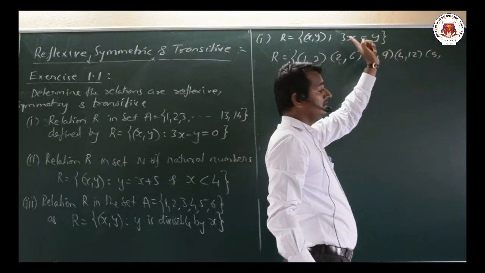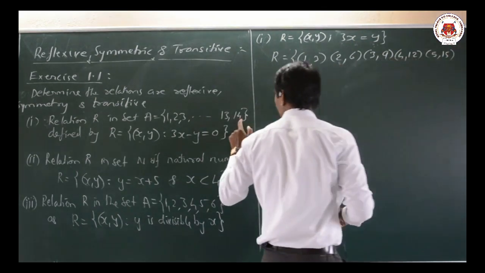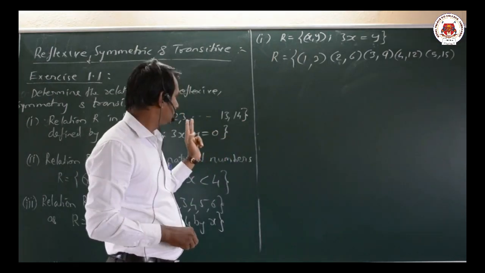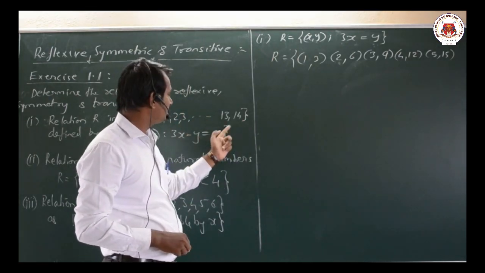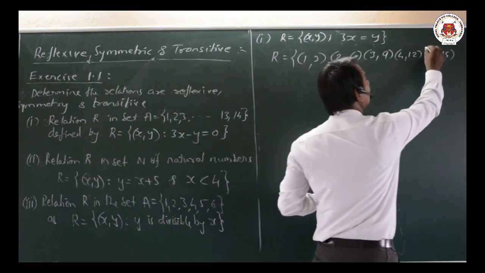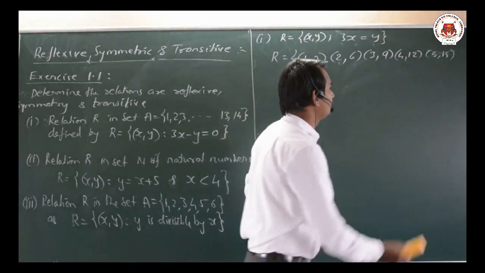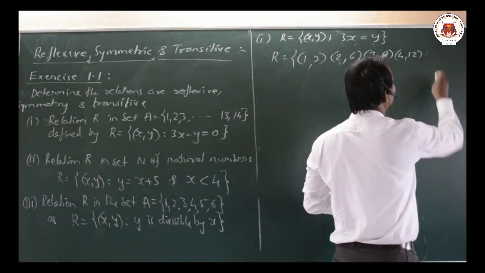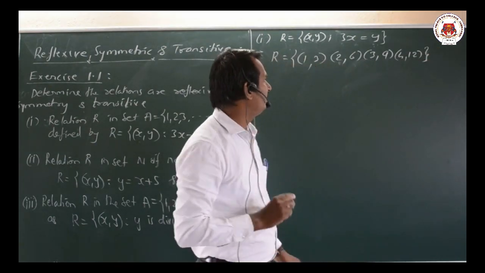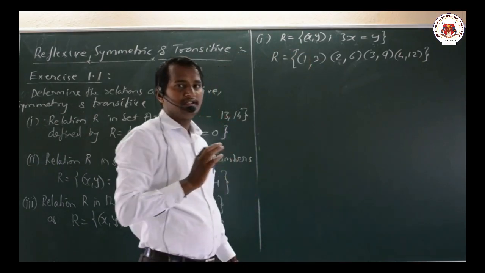5 3s are 15. But do we have any element called 15 over here? Both x and y belong to the set A, but we can't find 15, the last one is 14. So we can't take it. At last we have only the last one, (4, 12). Now this is nothing but our relation in the roster form.